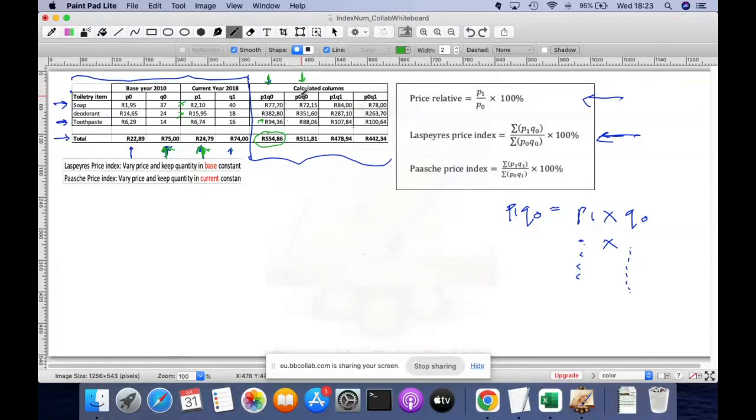All right. So in this column, now we need to get the P naught Q naught value. So it's going to be P naught times Q naught. The two columns we're now going to look at are P naught, which is here, and Q naught, which is here. We're going to multiply these values, and then we get this column. We get each of these values. So, remember, it's going to be 1.95 times 37.